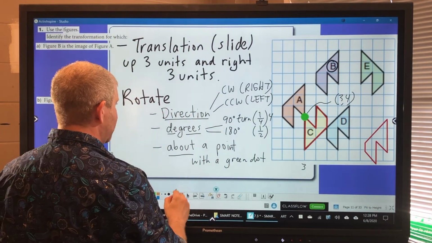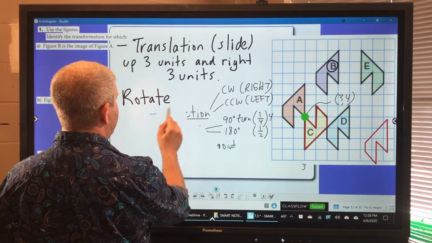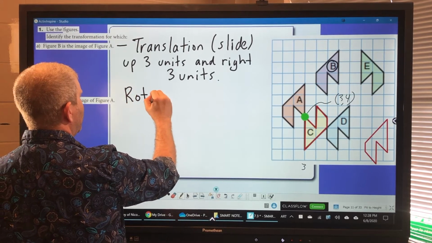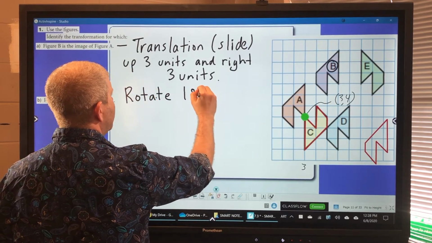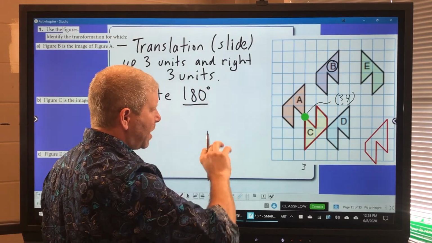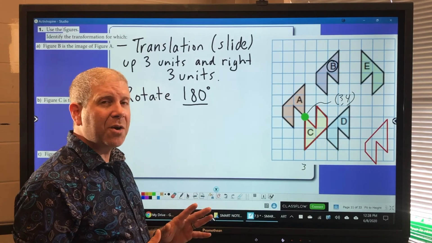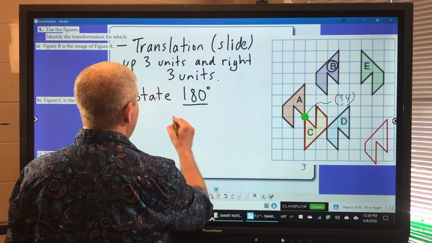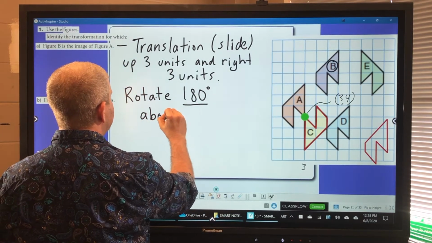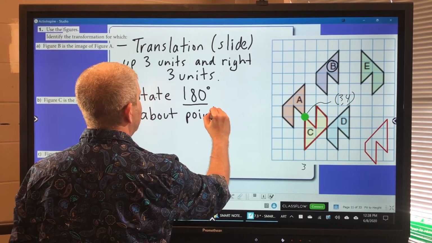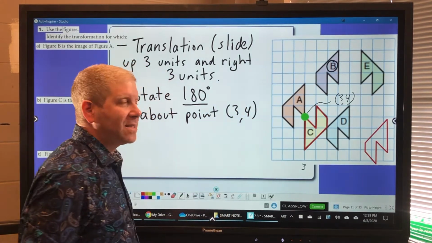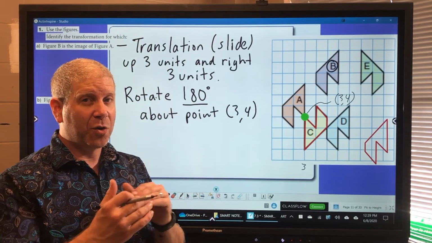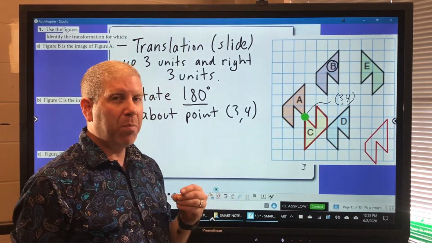So I'm going to clean this up and we're going to write the answer nice and properly. So here we go. We are doing a rotation. So we're going to say we're going to rotate. We know we are doing 180 degrees. That's a flip, a turn of 180 degrees. Because it's 180 degrees, we do not need to give the direction because clockwise is the same as counterclockwise. And we are going about (3, 4). And that's it. So for rotation, you need to determine which direction you're rotating, how many degrees you're rotating, and then about what point you're rotating.